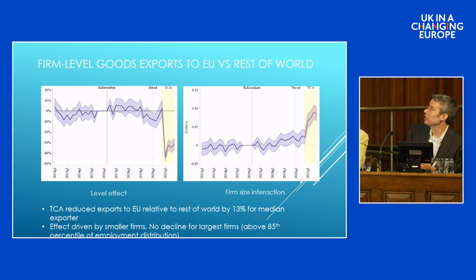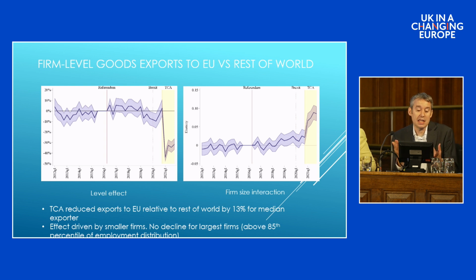So if you focus on the figure on the left first, you can see we start in 2012, then we go up to the referendum, through the period of Brexit and COVID, and then you've got the TCA shaded lightly in yellow on the right-hand side. Right? So if you stare at that graph, I think the most obvious pattern is that until the TCA comes into force, there are some fluctuations up and down in relative trade with the EU, but there's no obvious trend in one direction or the other.